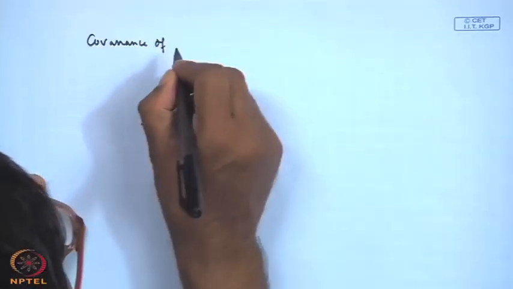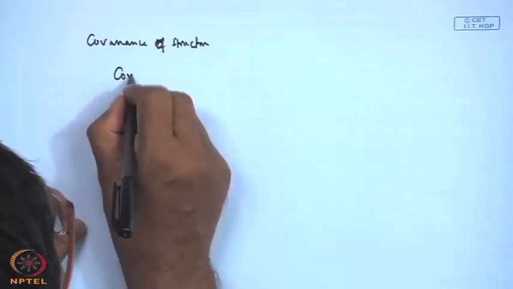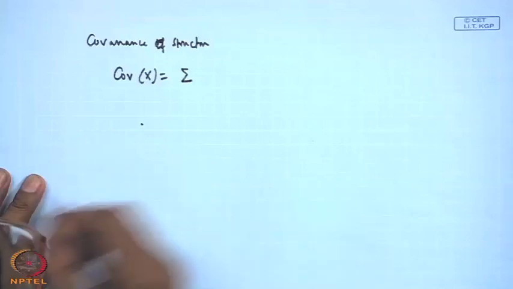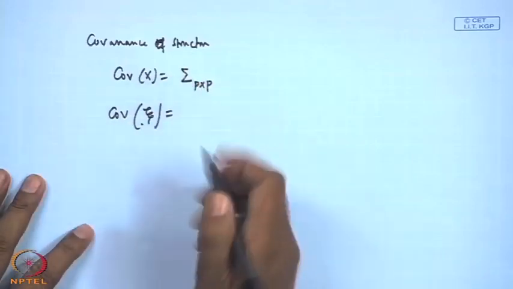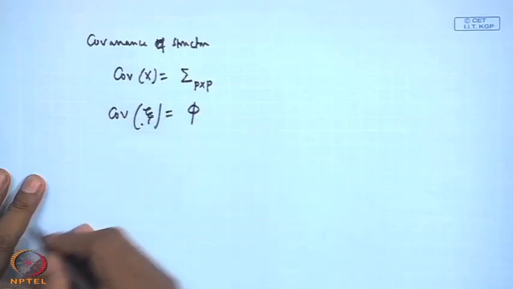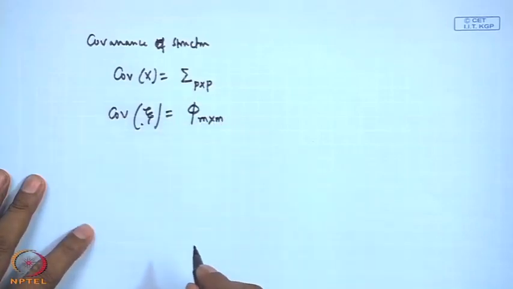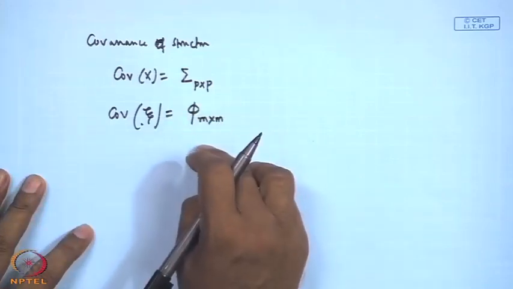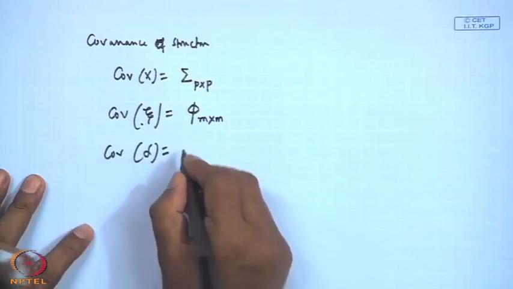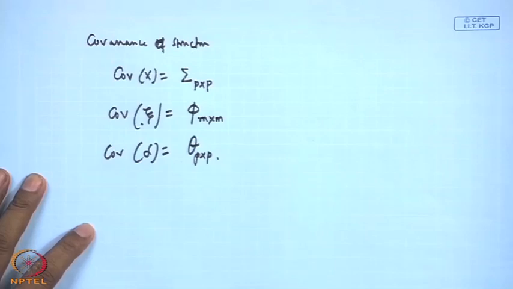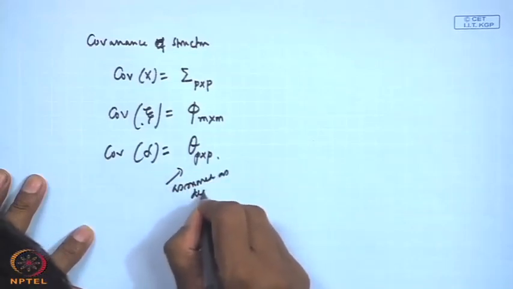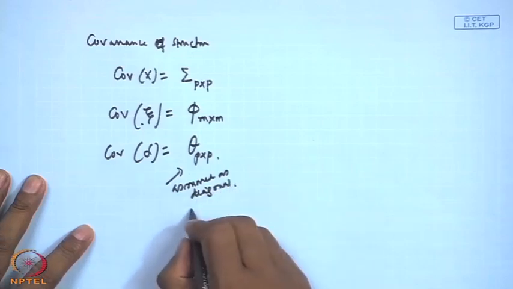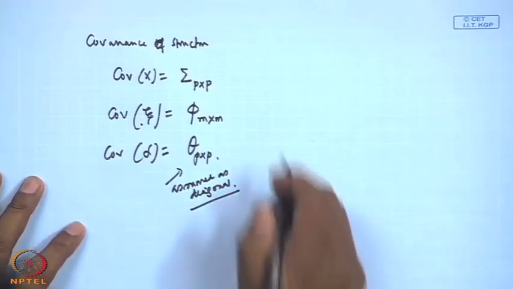Now, as I told you, there are covariance structures. The covariance structure of your CFA: first one is the covariance of x, which will be capital sigma, p cross p. There will be a covariance structure for the latent construct xi, which will be phi, an m cross m matrix, not diagonal, this is a symmetric matrix. Then the covariance of delta, which we say theta, p cross p. It is mostly assumed to be a diagonal matrix. Not necessarily always diagonal, but it is assumed like this.